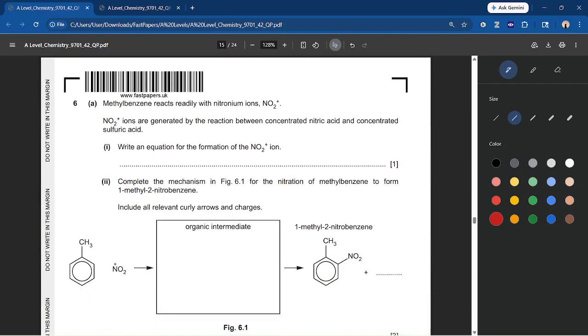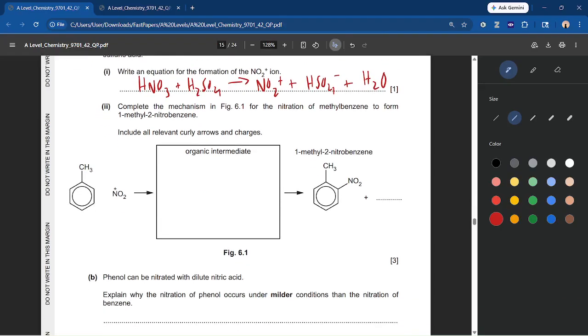We're at question 6. Methylbenzene reacts readily with nitronium ions, which are generated by the reaction between concentrated nitric acid and concentrated sulfuric acid. Write an equation for the formation of the nitronium ion. Alright, so this will be HNO3 plus H2SO4. That's going to give you NO2+, the nitronium ion formed, you're going to get HSO4 minus, and you're also going to get a molecule of water.